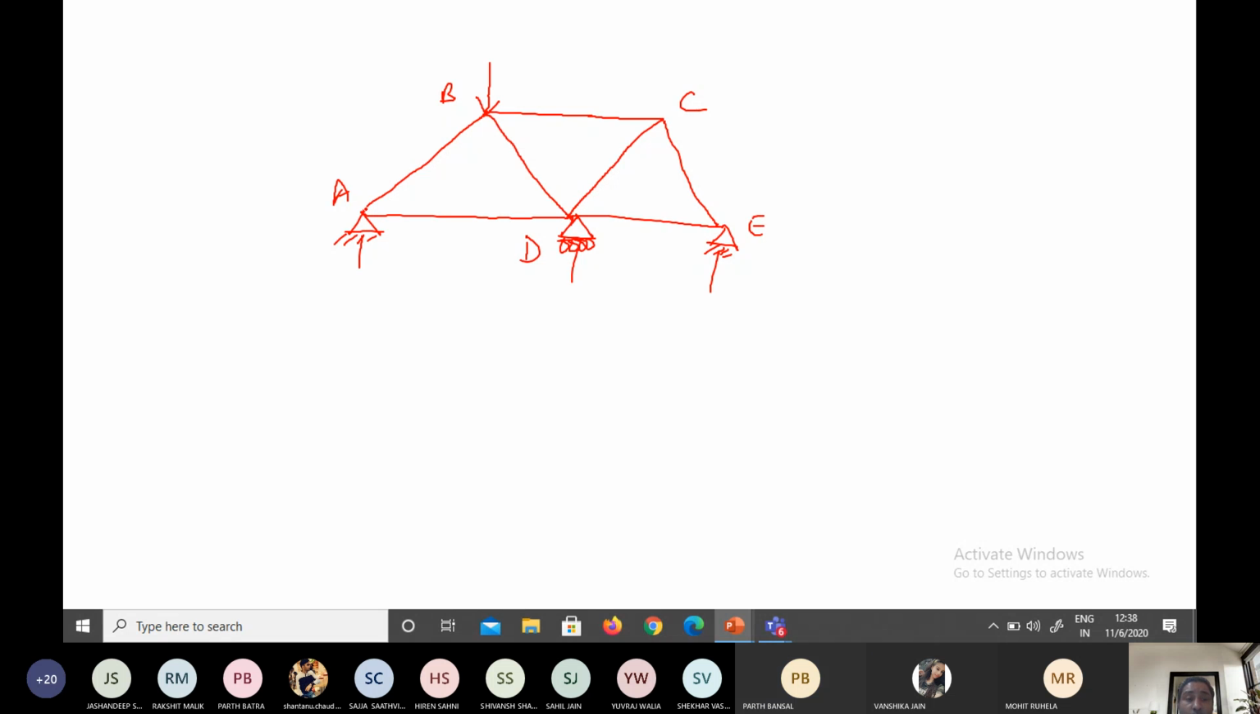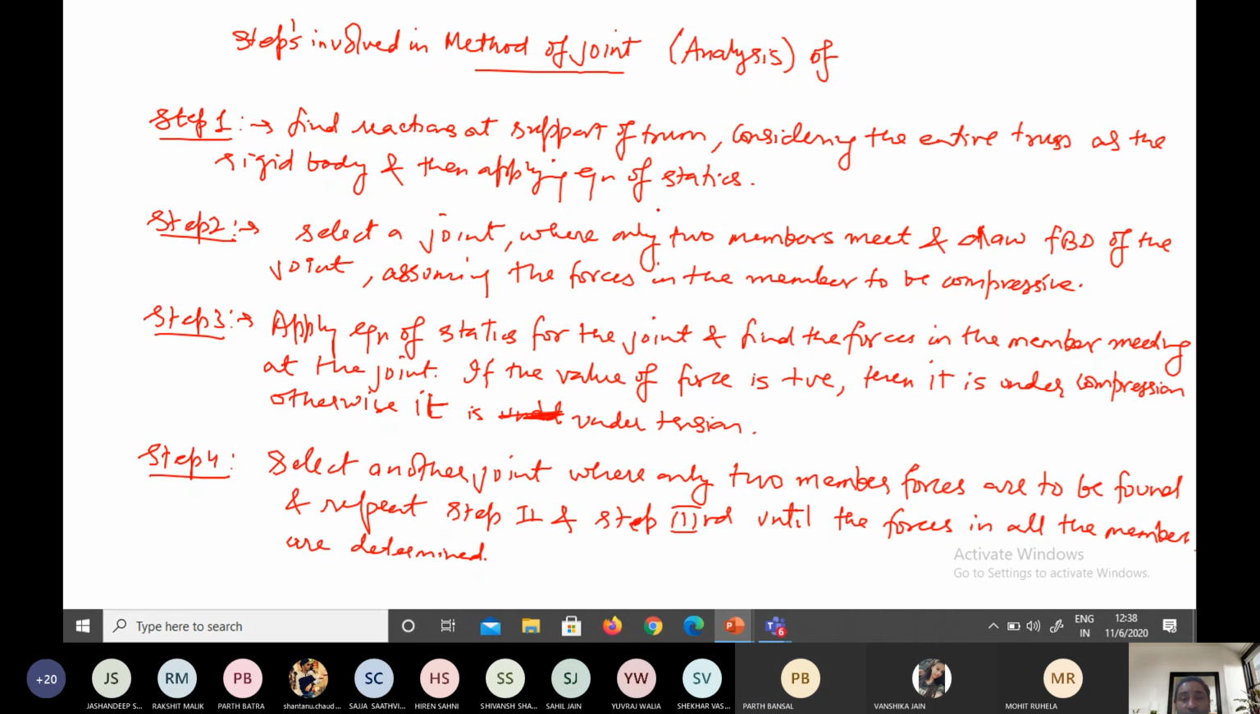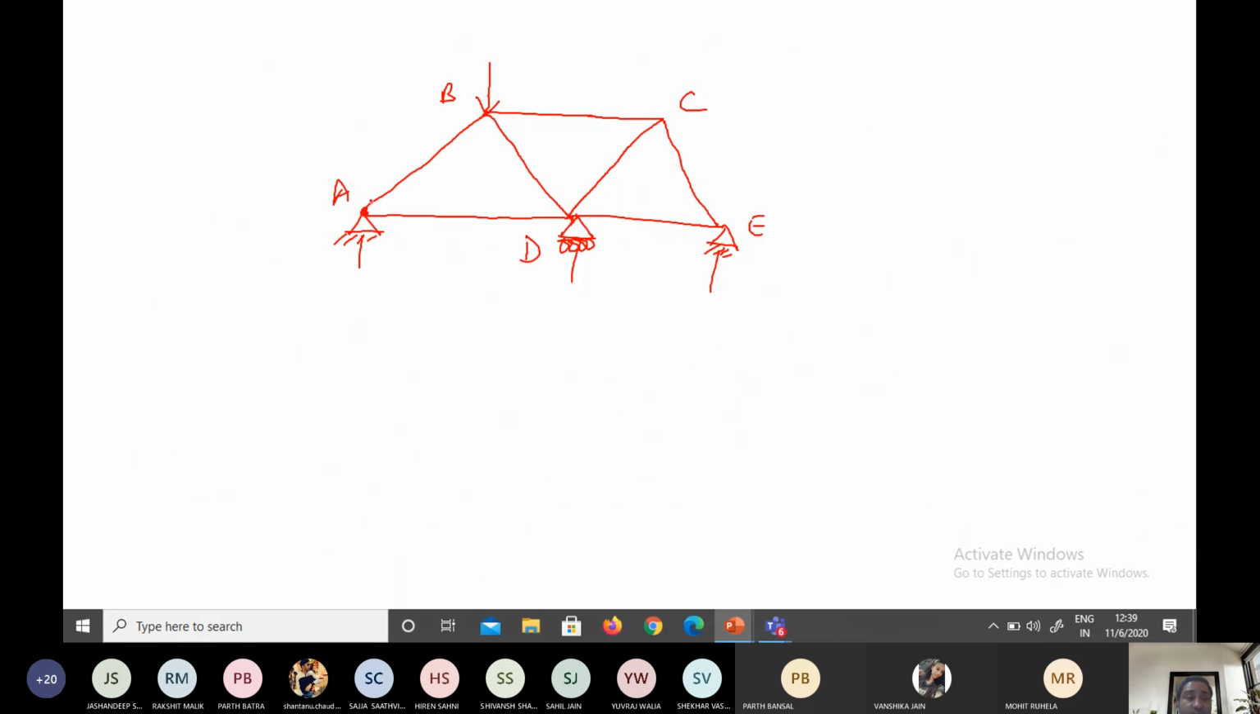Now, if we go for the point A, at the point A, how many members are there? 2. At the point B, how many members are there? 1, 2, 3. At the D point, how many members are there? 1, 2, 3, 4. And point C, how many members are there? 3. At E point, how many members are there? 2. So according to my step number 2, we have to select a joint where only 2 members meet. Either we can take joint A first, or we can take joint E first.